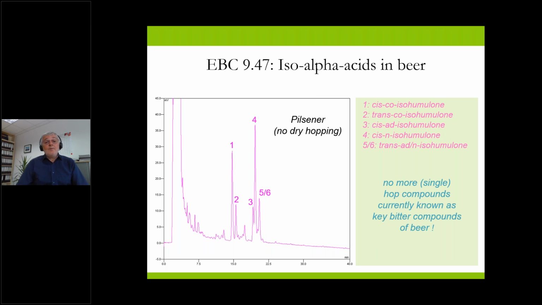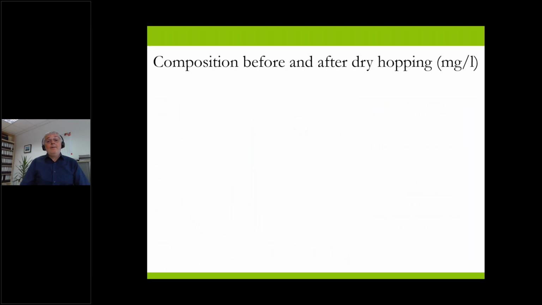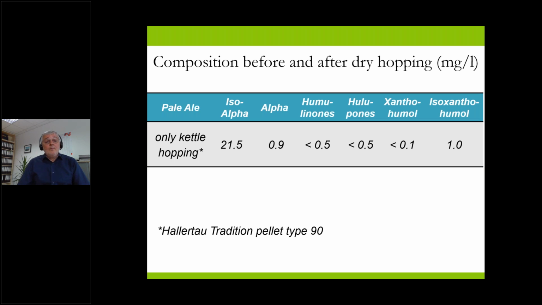Okay, so it seems to be very simple with regard to the regular beer. And now we look again to the composition before and after dry hopping. And this is in this case a pale ale, kettle hopped with Hallertau Tradition, pellet type 90. And you see the typical composition.